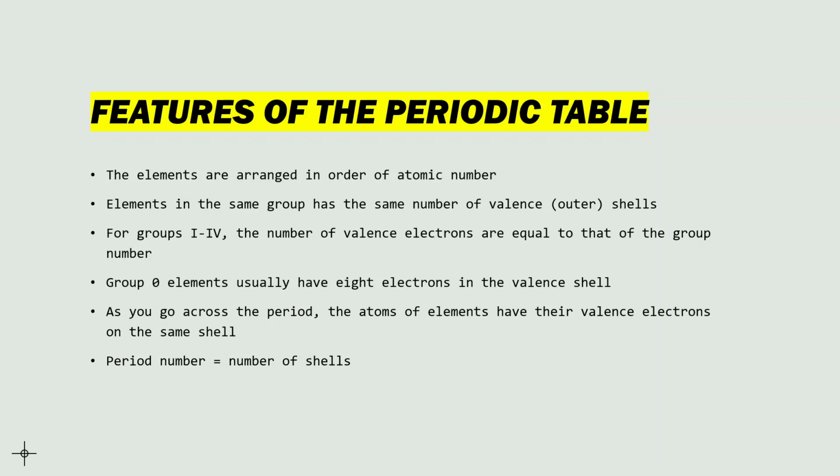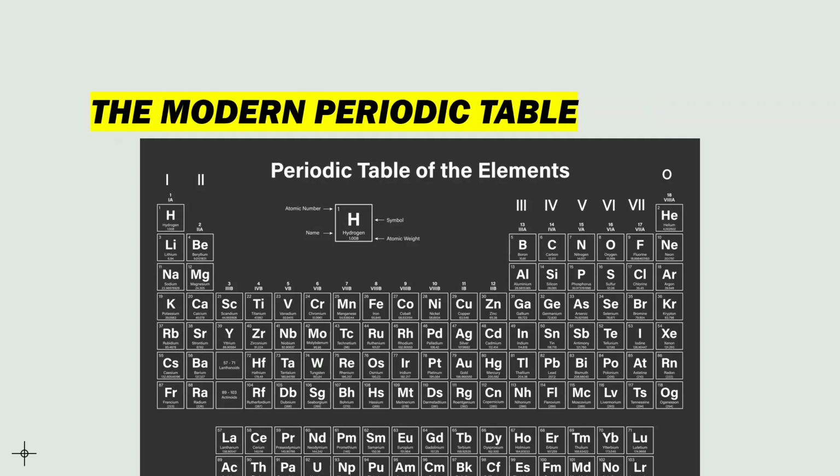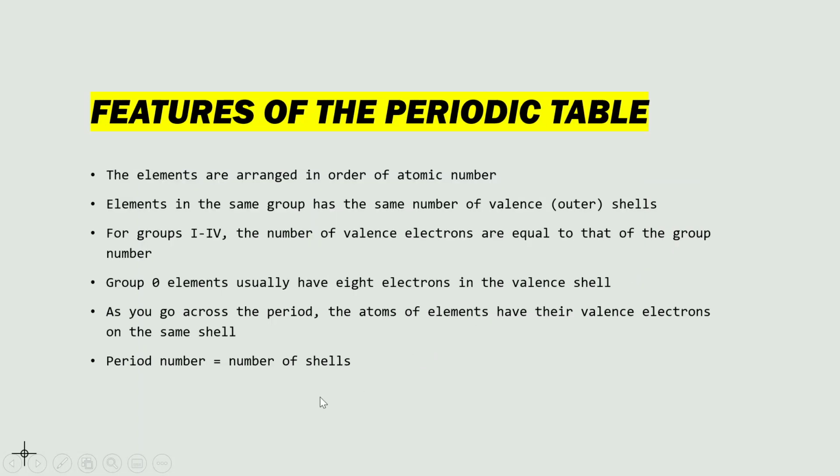As you go across the period, the atoms of elements have their valence electrons on the same shell. Let me make that make sense. As you go across here, say this is the second period. No matter how many electrons are in the valence shells, they are going to have the same number of shells. So here, 1 shell. This row, 2 shells. This row has 3 shells. It's just that the third shell would have the electrons according to the group they're in. And the period number, as I said, is equal to the number of shells.